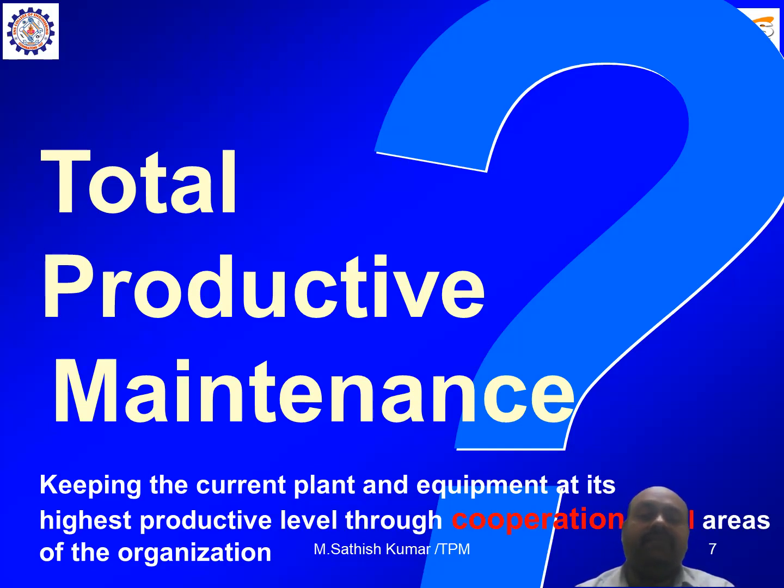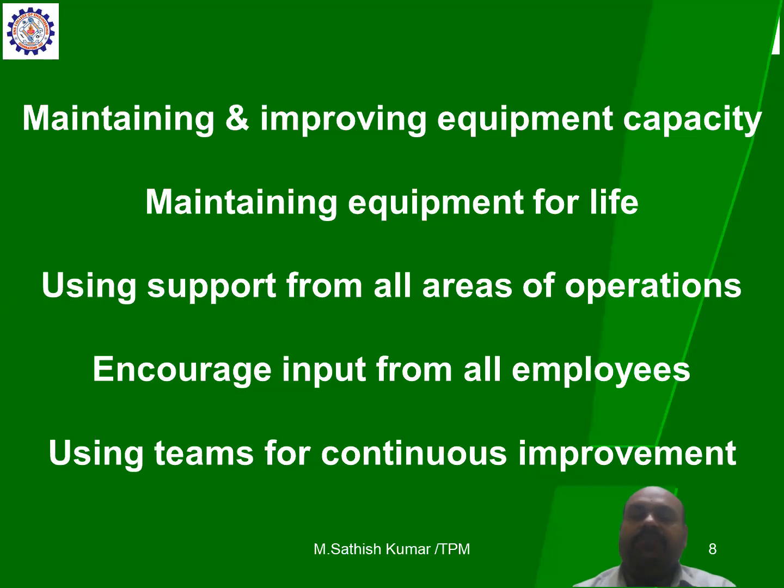Just a recap of this TPM. Keeping the current plant and equipment at its highest production level through cooperation of all the areas of the organization is the exact definition of total productive maintenance. So let us see how this can be done. Maintaining and improving equipment capacity, maintaining equipment for life, using support from all areas of operation, encouraging input from all employees, using teams for continuous improvement. So these are all the ways to implement TPM.